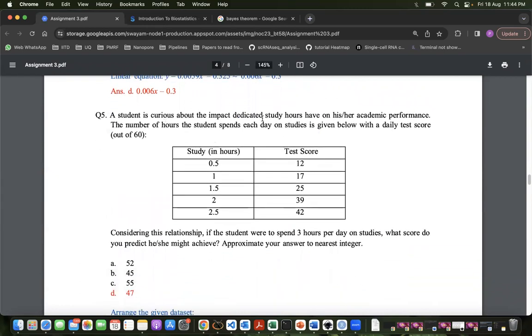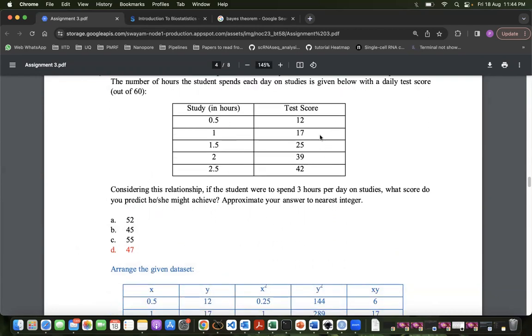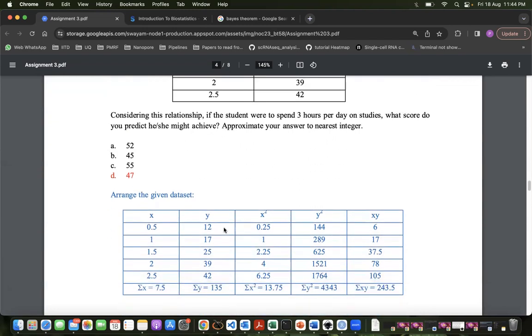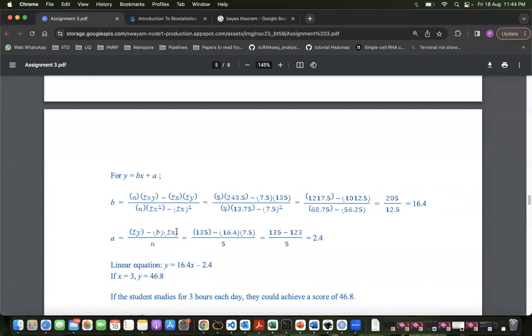Then a student is curious about the impact dedicated study hours have on their academic performance. The number of hours the student spends each day is given below in terms of the test score. This looks wonderful. So the more you study, the better your test score is. Consider this relationship: if the student were to spend 3 hours per day, what score would you predict? Again, here we are assuming a linear regression, same as before, using the same formula.